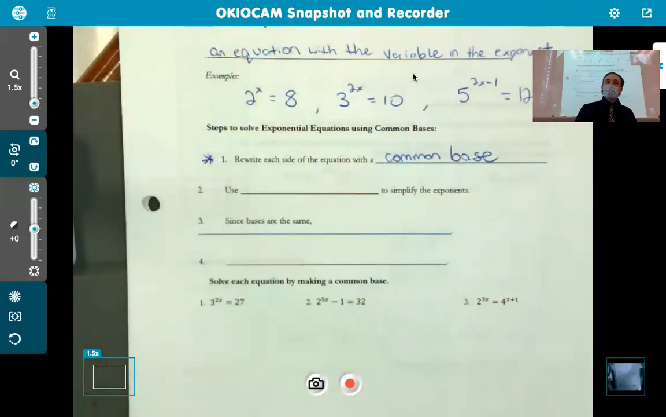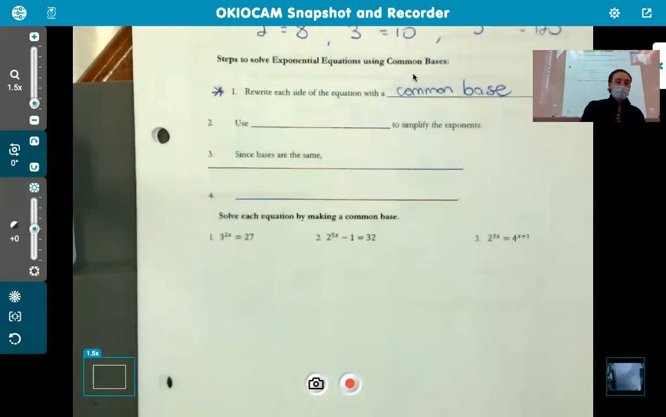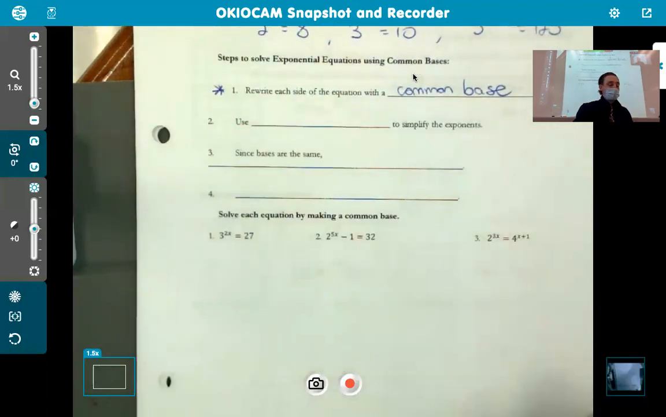All right. So rewriting each side so I have the same base on both sides of my equation. And that seems kind of wordy. So let's see what that looks like in an example. So we're going to do what we usually do, use example 1 to kind of help us form some steps.